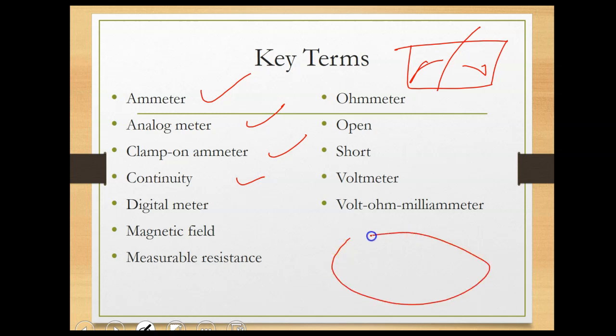So if you have a circuit with a cut in it, if you try to measure continuity from here to here, it will tell you that there is disconnection at some part. Digital meters, magnetic field, measurable resistance. There are some resistance that you cannot measure, they're very small, but they could be still another path. Ohm meter measures resistance. Open circuit, short circuit. So this is an open circuit. What is a short circuit then? A short circuit is when we have another path that is complete but is not the right path.